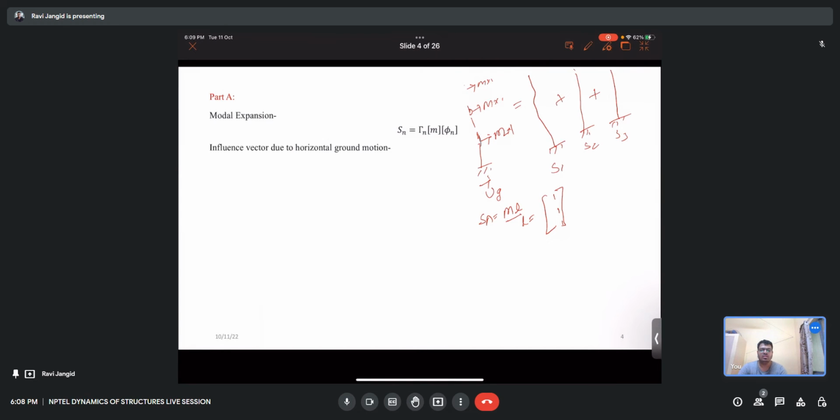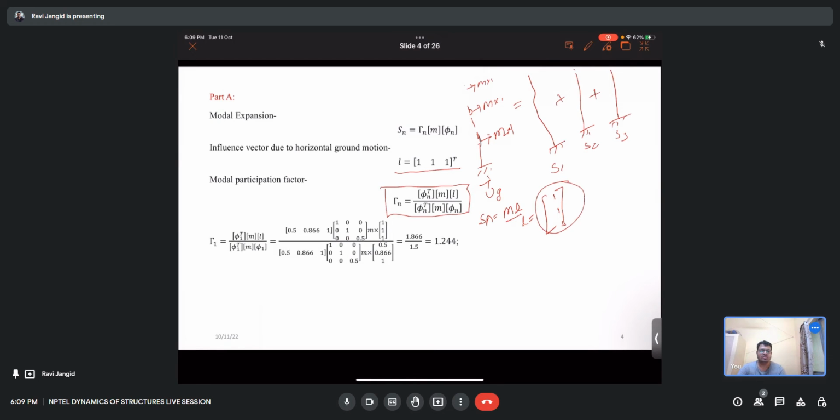Okay, so influence vector, as I have discussed, for the horizontal ground motion, the influence vector would be the 111 in all 3 degrees of freedom. So that is the 111 transpose. And the model partition factor, as I have discussed in the formulation, gamma n, it is this which I have discussed. So for the first mode shape, phi 1, this is the mass matrix, this is the influence vector, this is phi 1, this is the mass matrix, this is phi 1. If you solve this, you will get gamma 1 as 1.244. Same for gamma 2 and gamma 3. So this way you can calculate your model partition factor.